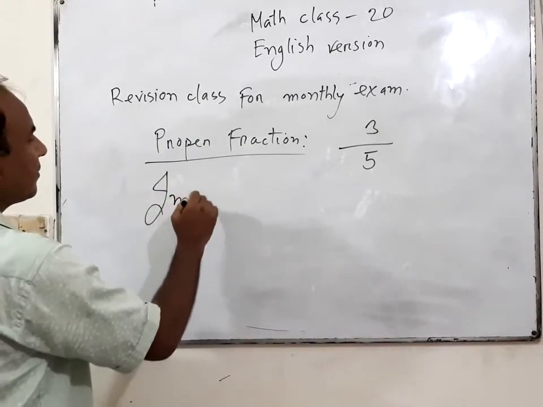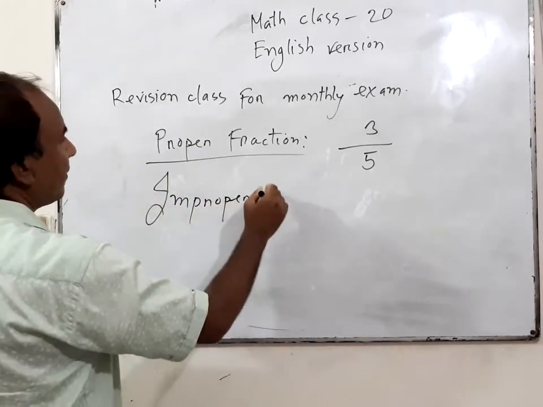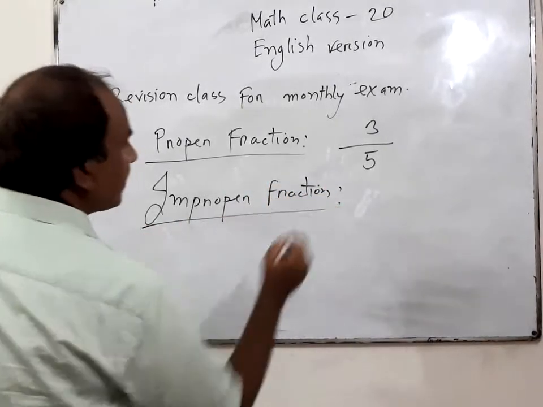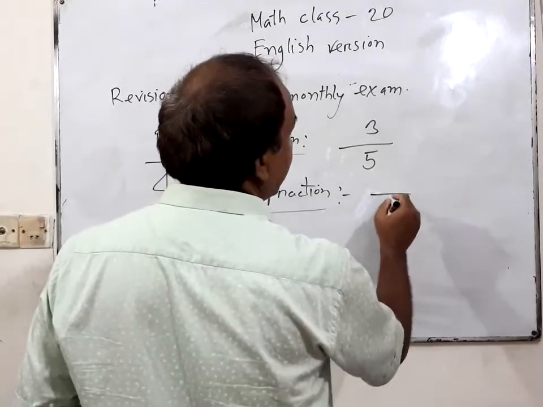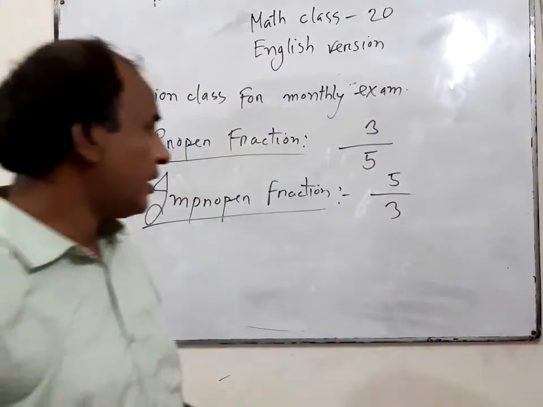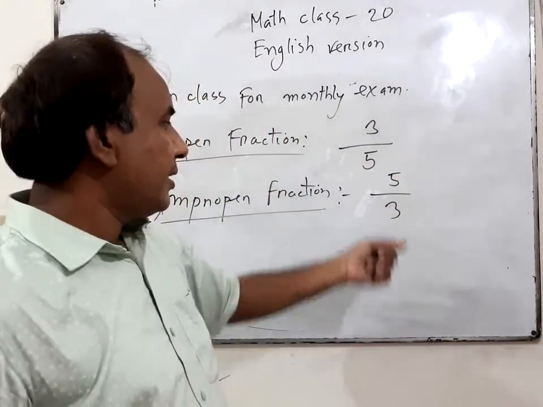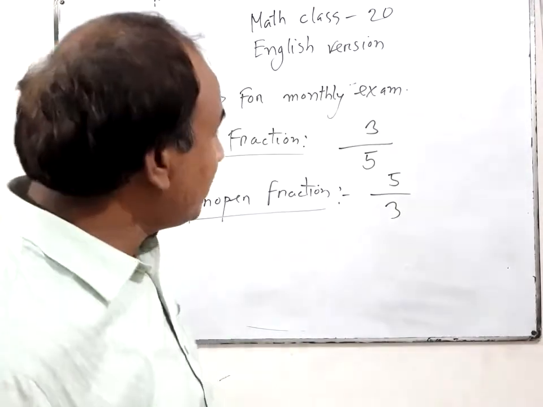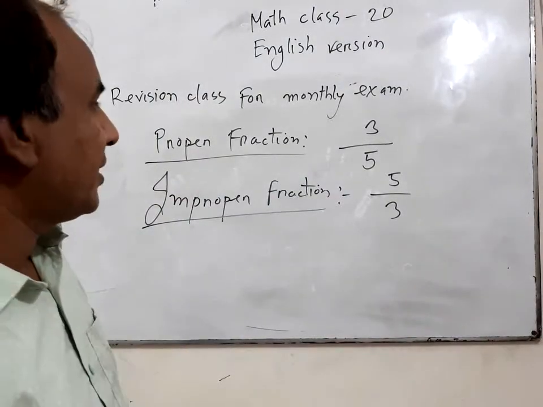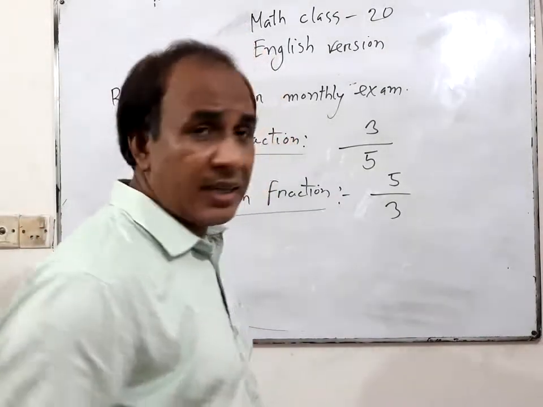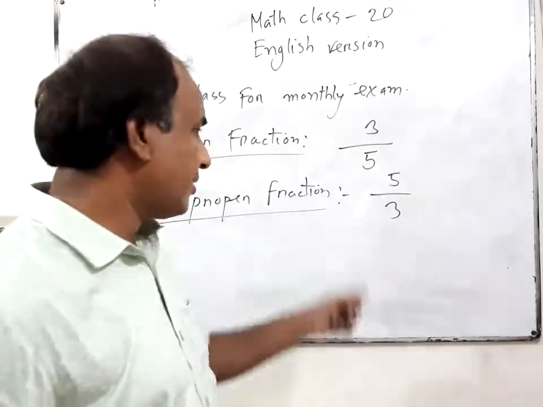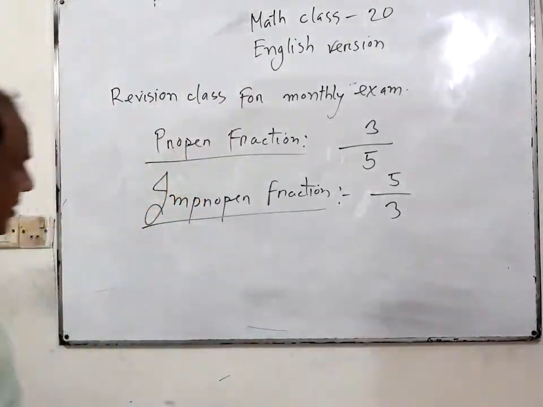Improper fraction. The definition is the fraction having a greater numerator than denominator. The numerator is greater than the denominator, which is called the improper fraction.